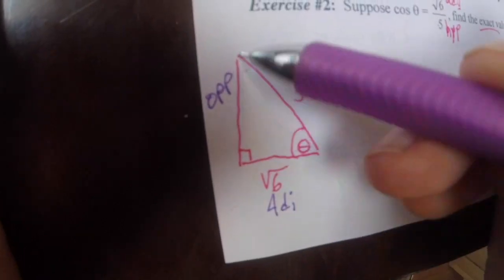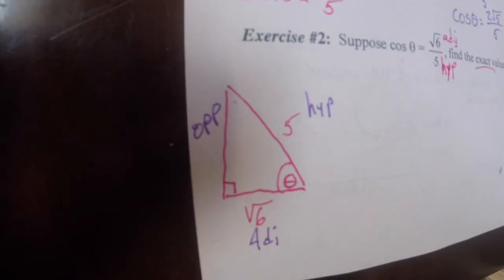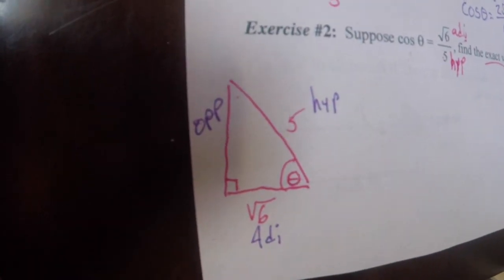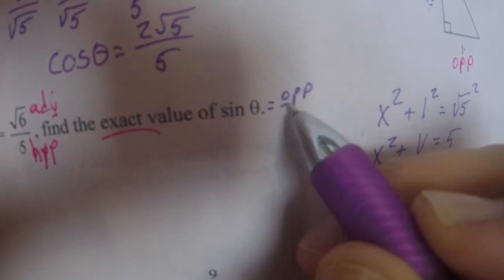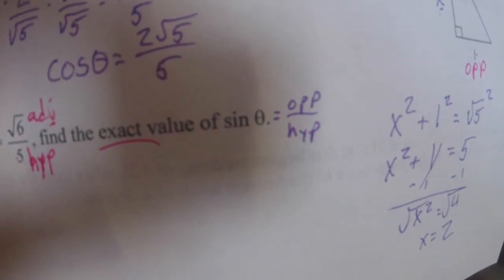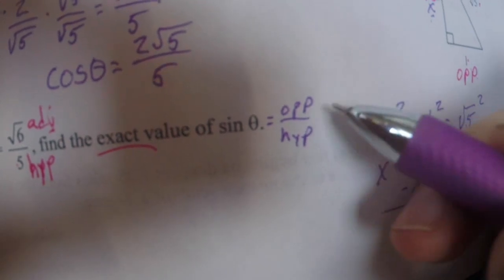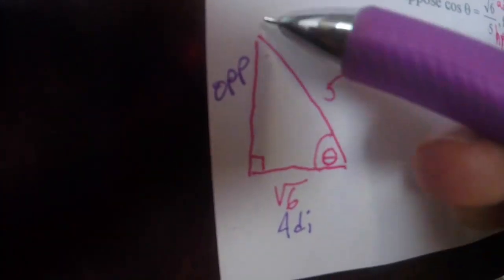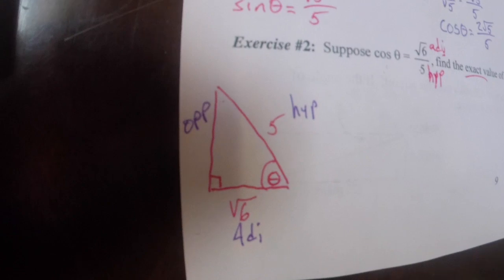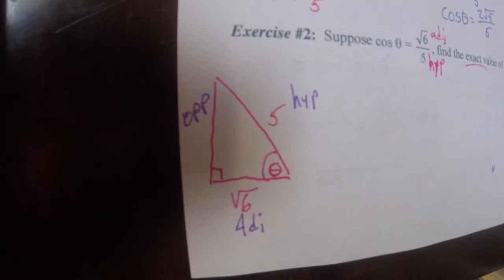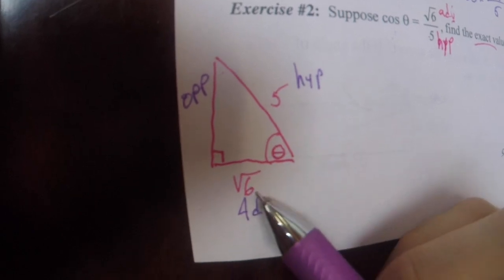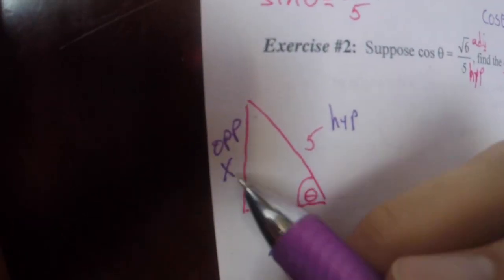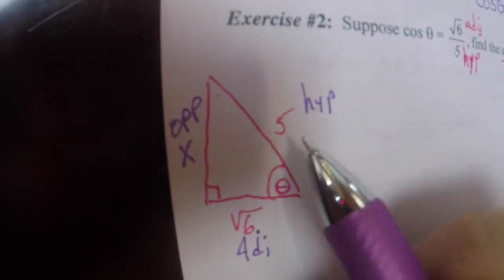Now, I don't know how long this side is, but I'm going to need to figure that out, because this is saying sine of theta, and I know that the sine of theta is opposite over hypotenuse. So I'm going to need to figure out how long that opposite side over here is. How am I going to do that? Pythagorean theorem. Remember, the c is always the hypotenuse, so it's going to be a squared plus b squared equals c squared.